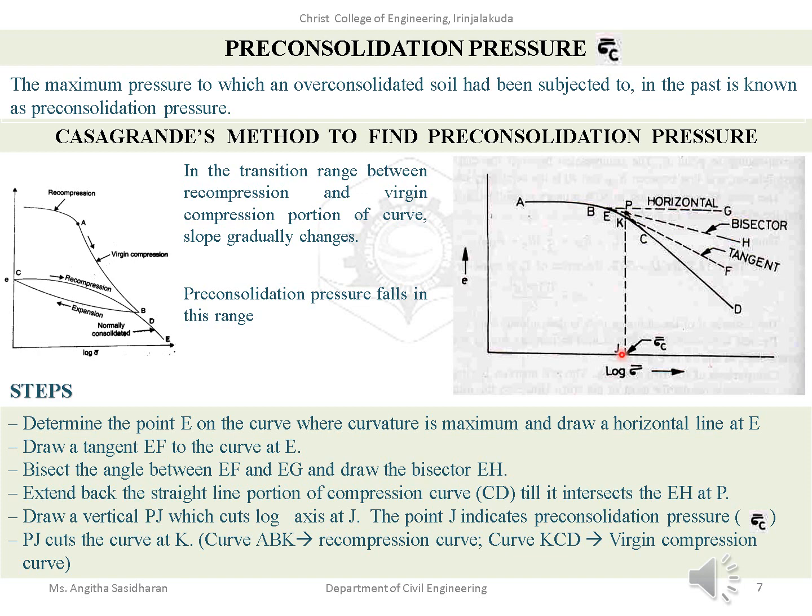This corresponds to the pre-consolidation pressure sigma bar C. If you check the line PJ, it is cutting the curve at the point K, and the curve ABK represents the recompression curve, to be exact, and the curve KCD represents the virgin compression curve. Clear?